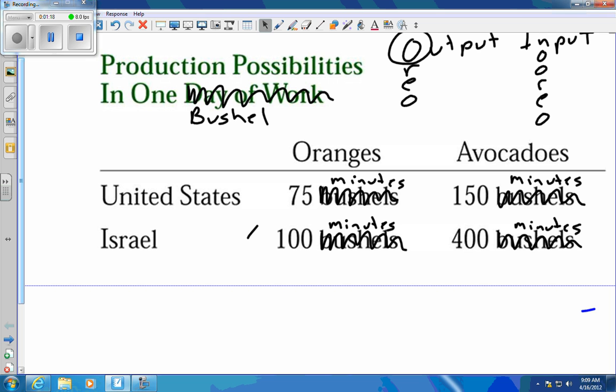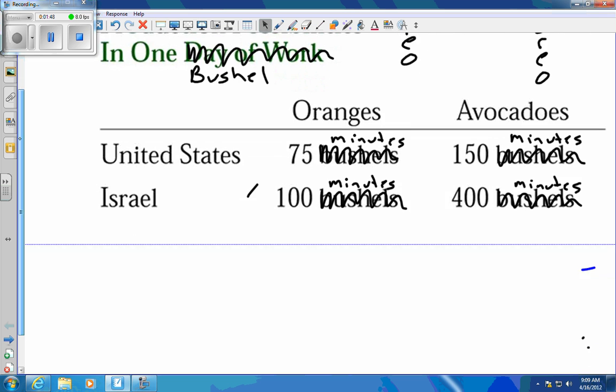Now that it's an input problem, instead of the bigger numbers representing absolute advantage, the smaller numbers represent absolute advantage. So what does that mean? The United States takes 75 minutes to make a bushel of oranges. Israel takes 100 minutes. It takes Israel longer. Therefore, the United States can make more oranges. And if you look at 150 versus 400 for avocados, it's the same thing. So now the U.S. has the absolute advantage in both things, but the same principle holds true. They should still focus on what they can do using the lowest opportunity cost and trade with Israel.